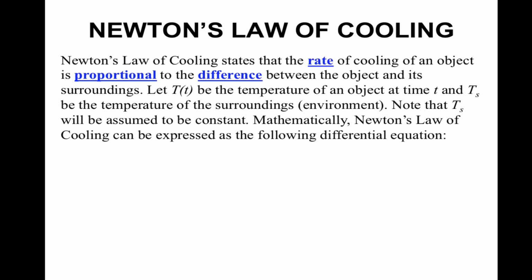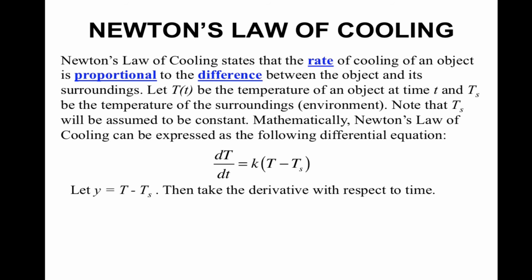All right, now this leads into Newton's law of cooling. Newton's law of cooling states that the rate of cooling of an object is proportional to the difference between the object and its surroundings. So we're going to let capital T of little t be the temperature of an object at time t, and T sub S be the temperature of the surroundings, the environment. We're going to note that T sub S will be assumed to be a constant. Mathematically, Newton's law of cooling can be expressed as the following differential equation. So dT/dt is equal to k times (T minus the temperature of the surroundings).